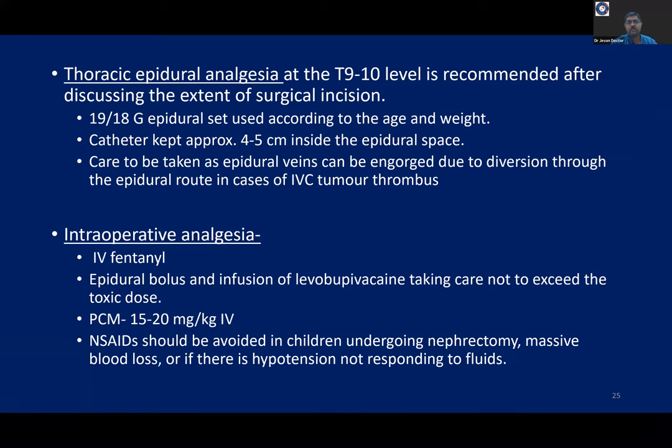What happens is, when there is an occlusion of the IVC due to a tumor thrombus, there appears to be a diversion of blood flow from the lower limb through the epidural veins into the upper torso of the body. This can lead to engorgement of the epidural veins, and it's very easy to damage these when you are inserting an epidural. So it needs to be done by a trained set of hands, and that is important when you insert the thoracic epidural analgesia.